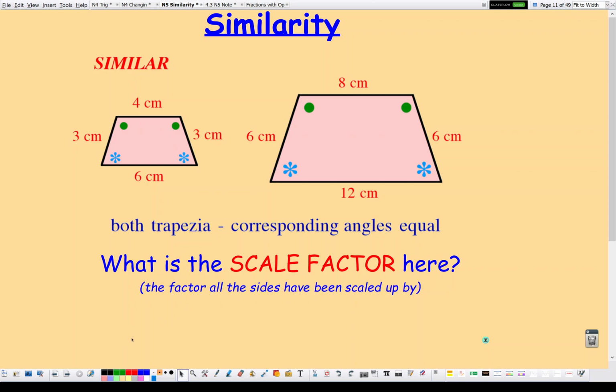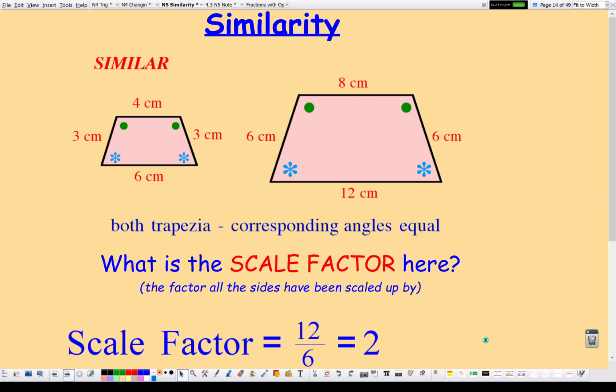The scale factor is how much all the sides have been multiplied up by. It's not rocket science. In the new shape, we literally just pick any of the corresponding sides. The easiest one is along the bottom here. In the new shape it's 12, in the old shape it's 6. So the scale factor is the length in the new shape divided by the length in the old shape, which is 12 divided by 6, which is just an answer of 2.